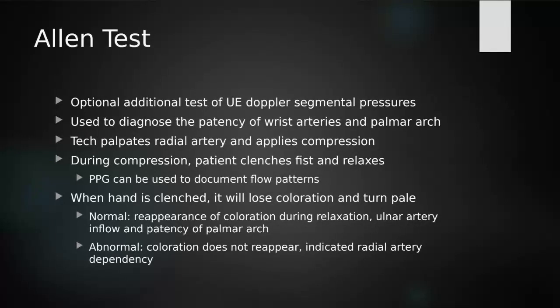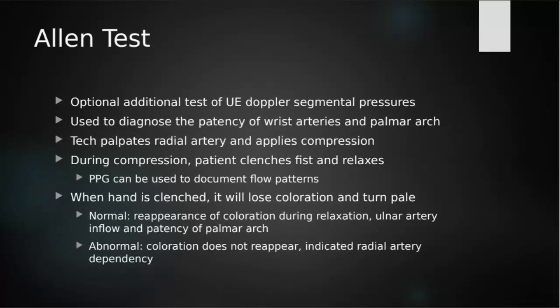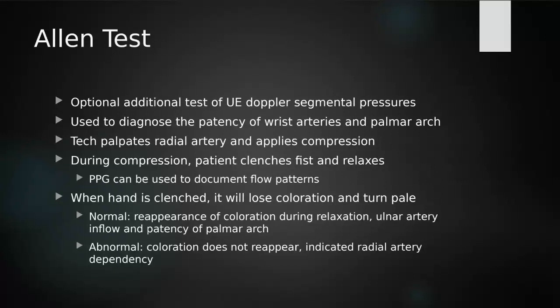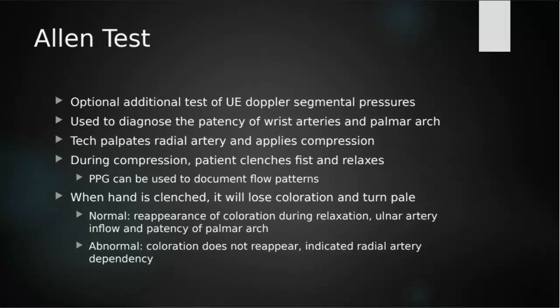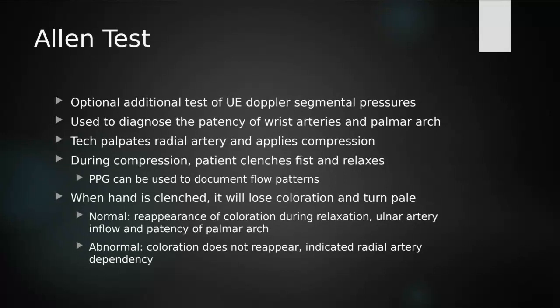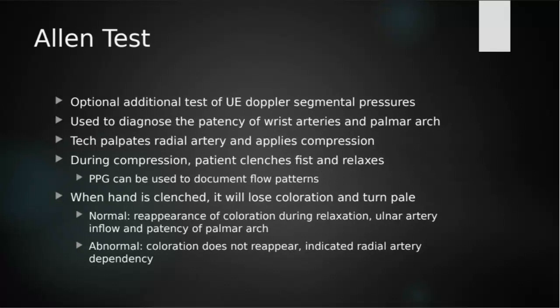Basically what we do is we palpate the radial artery on the patient's wrist and we compress it and hold it, and the patient is going to clench their fist and relax it, clench and relax, and we're still compressing while this is happening. When the patient's hand is clenched and we're compressing, their hand is going to lose color and turn pale. If we release our hand and we're still compressing, we want to see the color return. This means that the ulnar artery is taking over the majority of flow in the palmar arch while we're compressing the radial artery. If color does not return when we release our hand during compression, that's going to indicate that our ulnar artery is not working properly, and that all the flow to our hand is being relied upon by the radial artery.